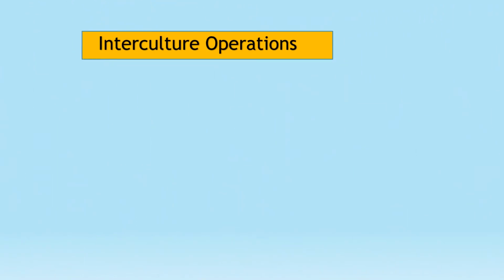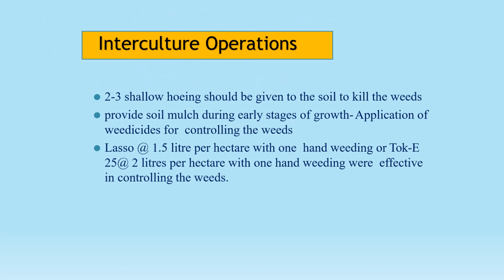Now let us discuss the intercultural operations. Some of the intercultural operations like hoeing should be done, and mulching at the early stages of growth, and application of some of the weedicides for controlling the weeds, and Lasso at the rate of 1.5 liters should be applied.